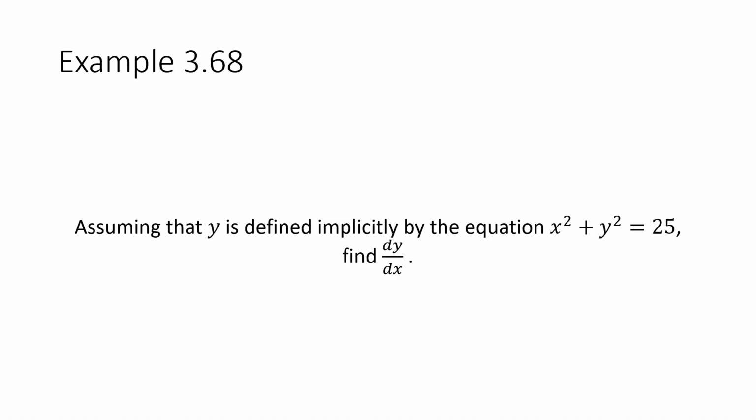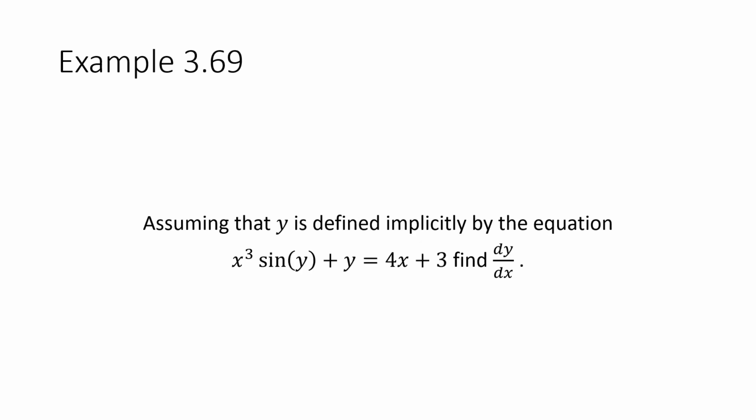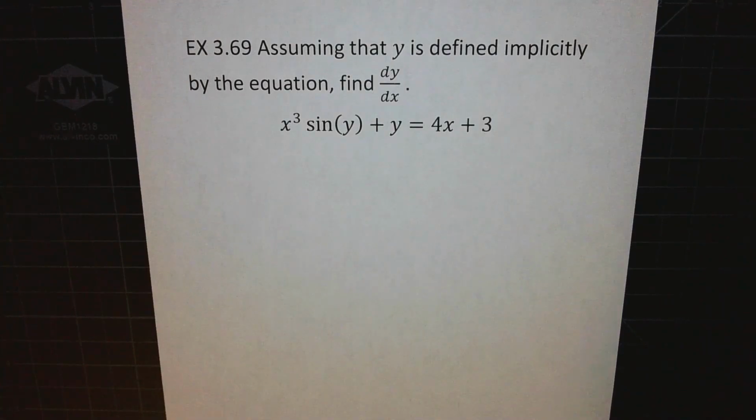All right, we're back. We'll move on to another equation. So we're assuming that y is defined implicitly by this equation, and then so we want to find dy/dx. So we're gonna do our example in the real world, and then I'll see you once we get back. All right, here's our second implicit differentiation problem. We're assuming that y is implicitly defined by the equation, and we're tasked with finding dy/dx.